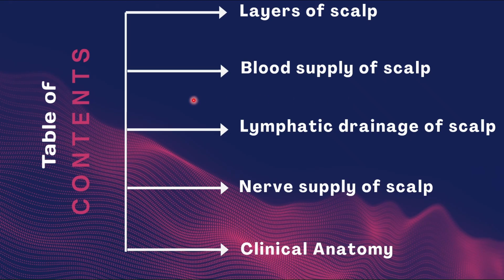Coming to the contents of the scalp, there are 5 contents. First one is layers of scalp. Second one is blood supply of scalp. Third one is lymphatic drainage of scalp. And fourth one is nerve supply of scalp. And fifth one is clinical anatomy.